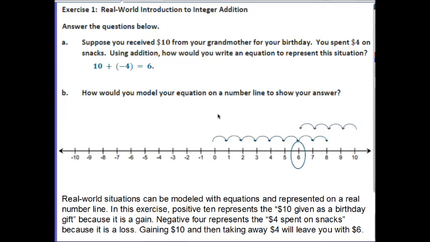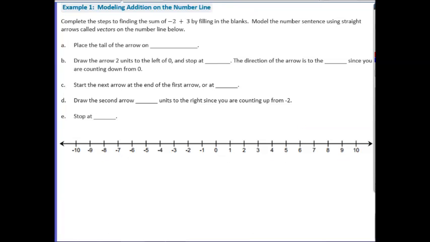You could take 10 and subtract a positive 4. However, the directions clearly stated that you needed to use addition, so you had to do it in this way. And that's something that we're going to explore in further lessons. So gaining $10 and then taking away 4 will leave you with 6, and we represented both of these using an equation but also on the number line. Let's take a look at example 1.